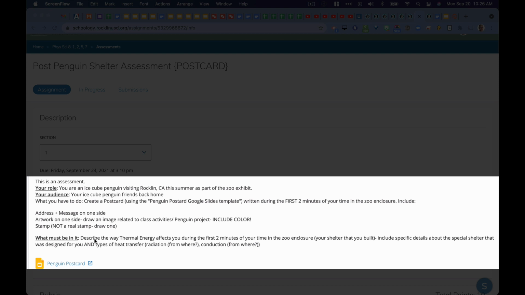What must be in it? You describe the way thermal energy affects you, being the penguin, during the first 2 minutes of your time in the zoo enclosure, in the shelter that you built, your group built. Include specific details about the shelter that was designed for you and types of heat transfer. Radiation: where was the radiation coming from? Conduction: what is conduction and where is it coming from? You should have at least 2 conduction sources, not just one. So let's take a look at the Penguin Postcard template that you're going to start off with.